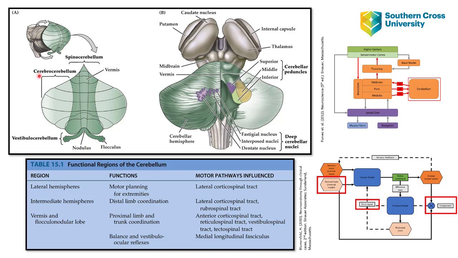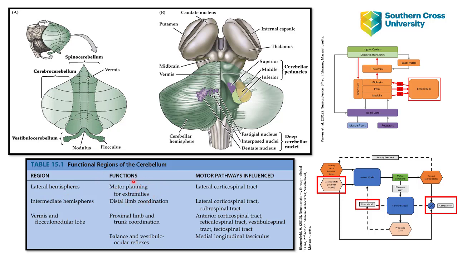The first one is what we call the cerebrocerebellum, and these are the outer lobes. The cerebrocerebellum is named because it's receiving descending commands from the cerebrum itself, so the cerebral cortex proper, coming down into the cerebellum. And so in the lateral hemispheres, or the cerebrocerebellum, we have motor planning of the extremities.